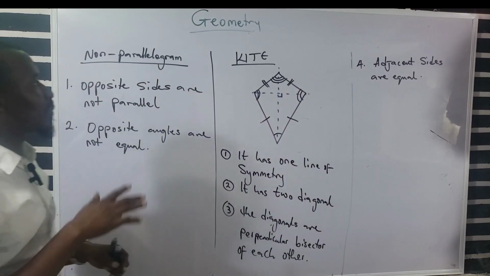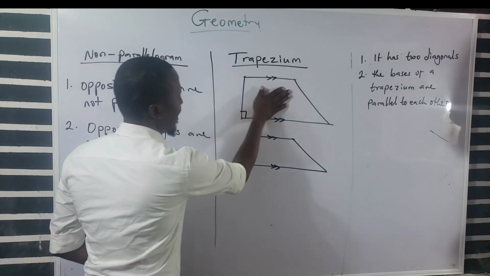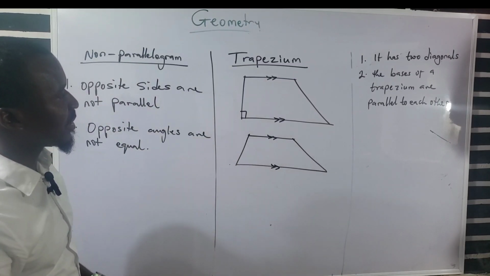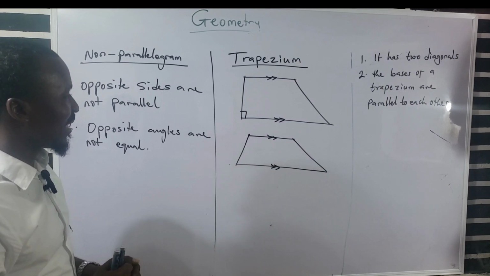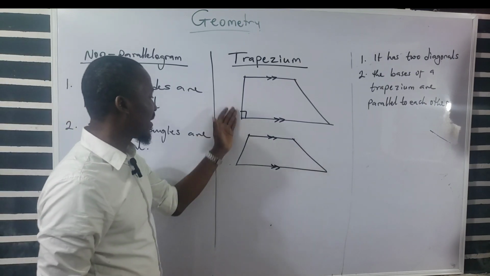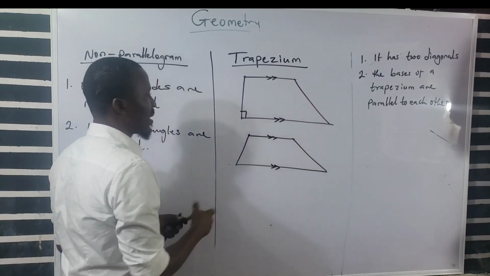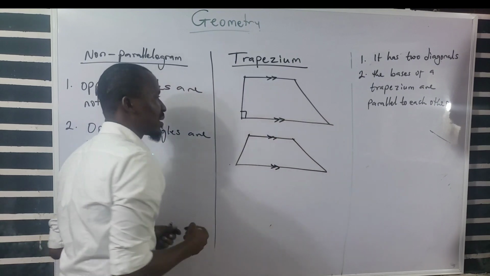So let us look at the properties of a trapezium. A trapezium can be like this, can also be of this form. So you can see a trapezium is a special kind of shape. Okay, so you have this and you have this. So it has two diagonals, of course. You can always have it like this.